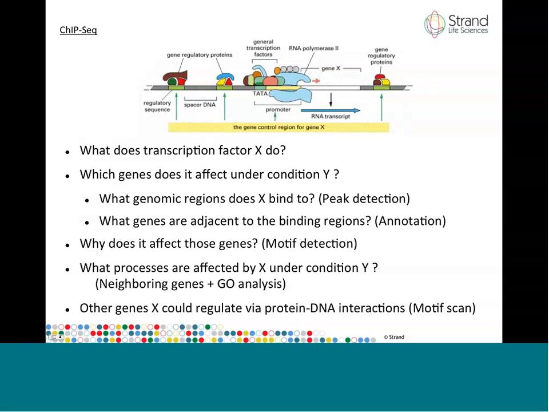Another question could be that under this particular condition, we know what are the genes that are being affected, but what other genes could potentially be affected by this transcription factor? For that, we can take the motif that it binds to and scan the entire genome and find other occurrences of the motif. So all of those other genes are also potential candidates which could be regulated by the transcription factor.